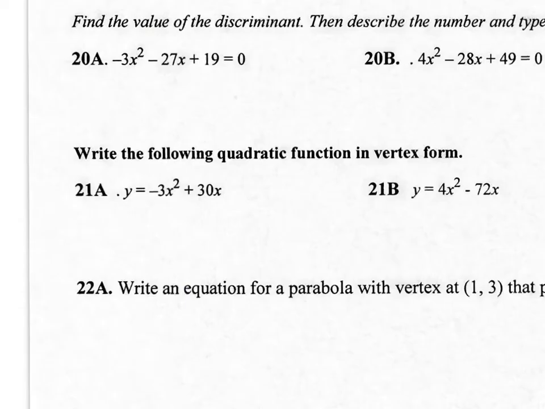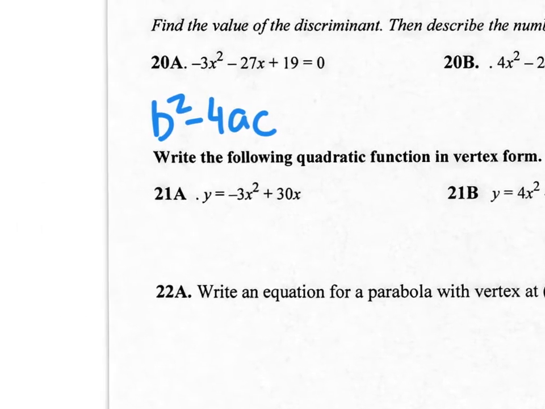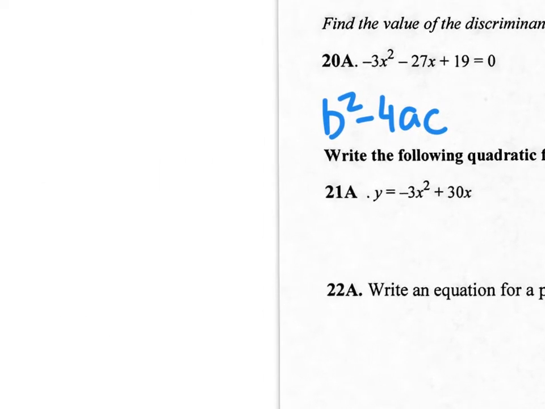Jumping to number 20, A, B, or C, you need to find the value of the discriminant, and the discriminant is always the value inside the square root of the quadratic formula. So it's simply b squared minus 4 times a times c.